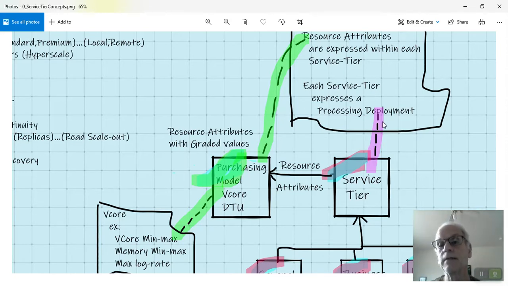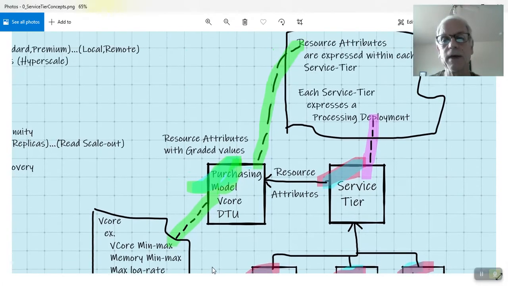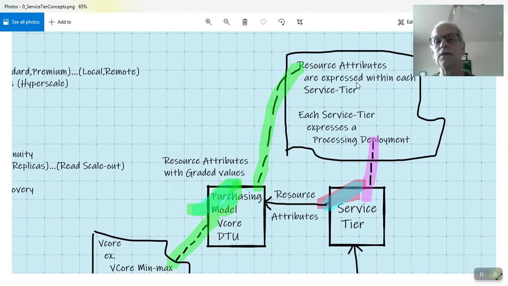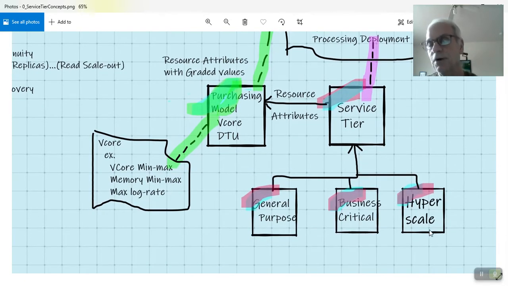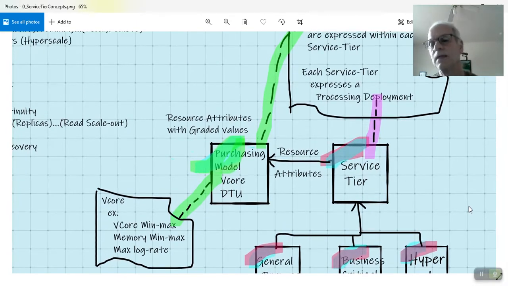And the service tier, as I have here, expresses a processing deployment. It's a deployment of your application. And currently the service tier is broken down into three of them: general purpose, business critical, and HyperScale. Okay, so review this one more time, this note box. Resource attributes are expressed within each service tier. So these are the attributes expressed in a service tier. And a service tier is broken down into three different kinds, named general purpose, business critical, HyperScale, and each one serves a different workload differently with different prices and different capabilities.